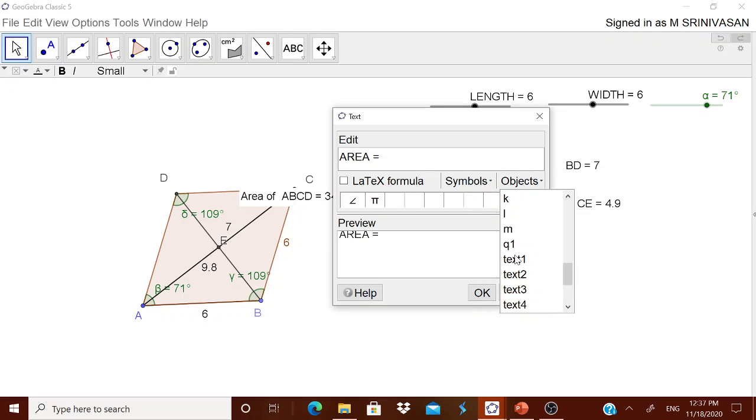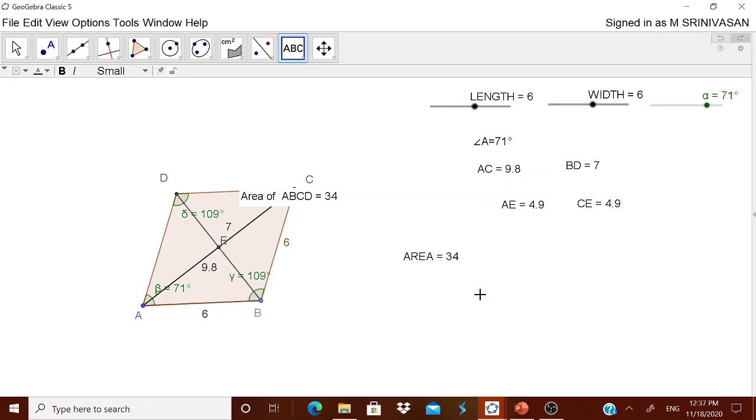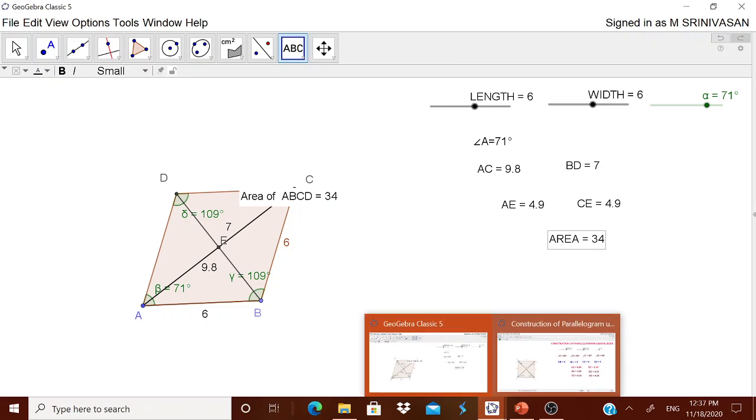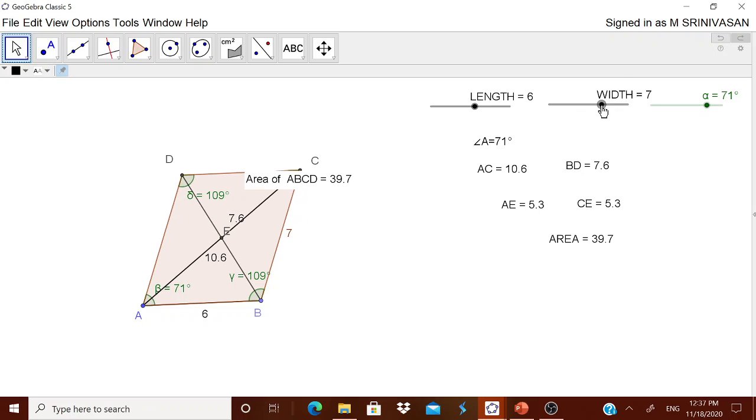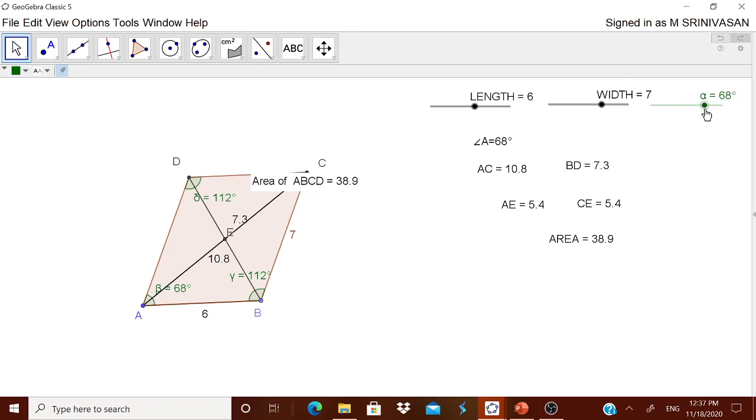stored in Q1 because it takes it as a quadrilateral. Therefore, I am just taking it as area is equal to Q1. Okay, now I am going on changing it. Suppose I change this, you see the area also changes, everything changes, the angle changes, everything changes.